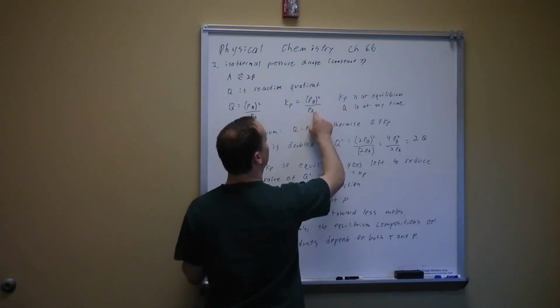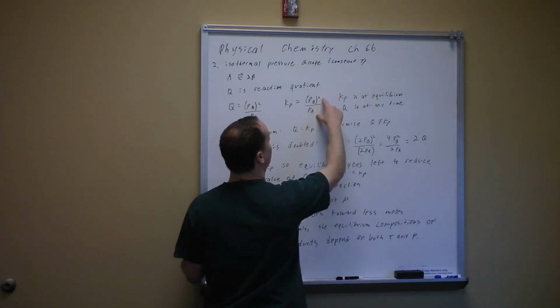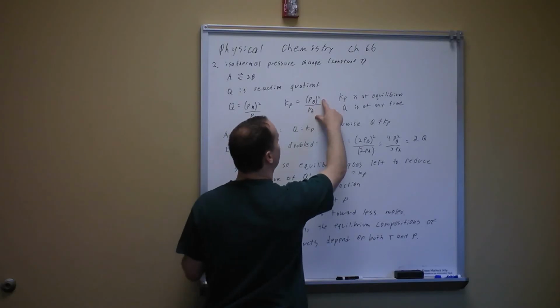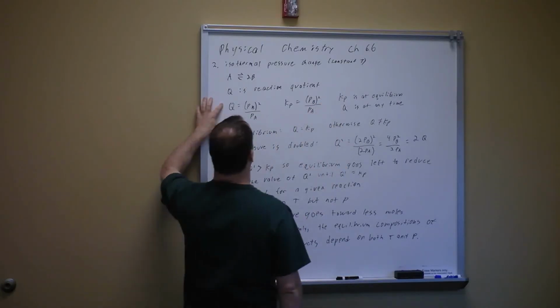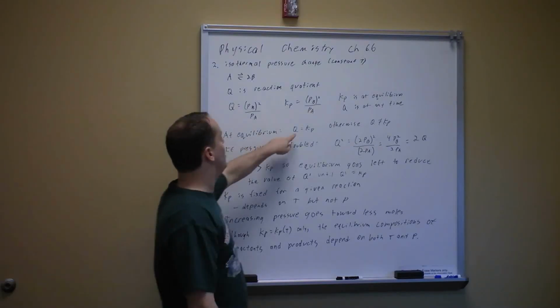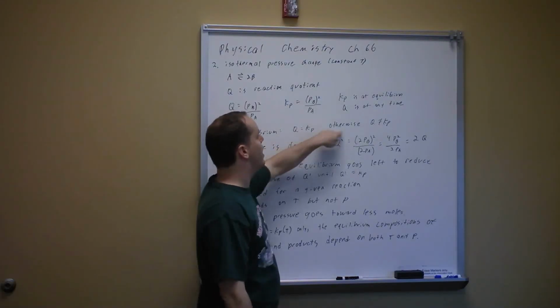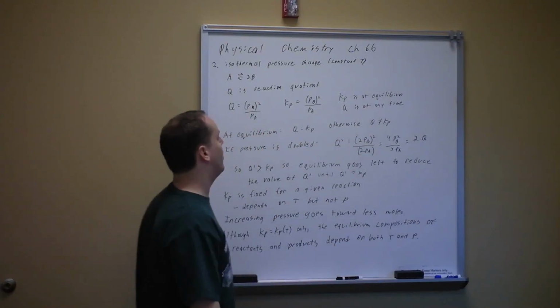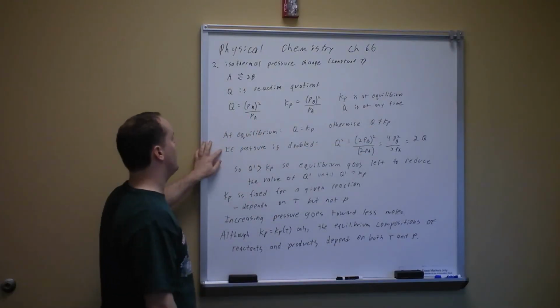Kp, remember, is our equilibrium constant. This is from the concentrations that you would have if you were at equilibrium. Q is what you have at any time, including right now. So at equilibrium, Q would be equal to Kp. Otherwise, if we're not at equilibrium, Q is greater than or less than Kp.